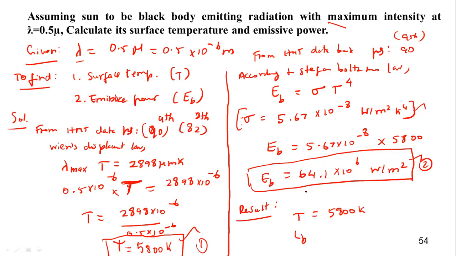Don't confuse between EB and EB lambda. EB lambda is the monochromatic emissive power, EB lambda max is the maximum emissive power, and EB is only the total emissive power, or emissive power. That is 64.1 into 10 power 6 watt per meter square. This is a simple problem. It is asked in 2 marks or 4 marks questions, as subdivision questions in this problem.